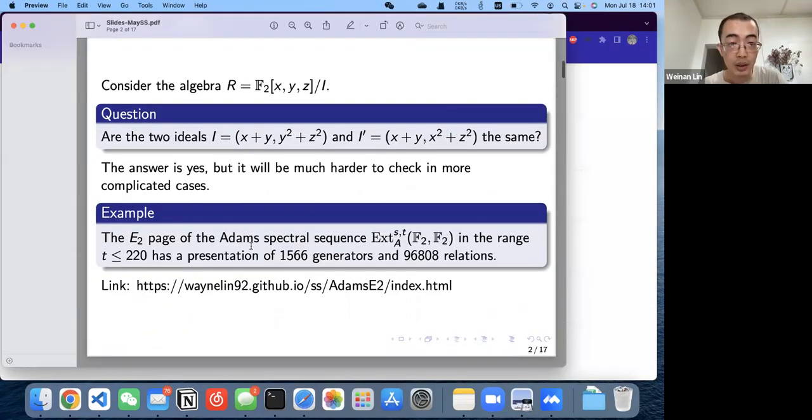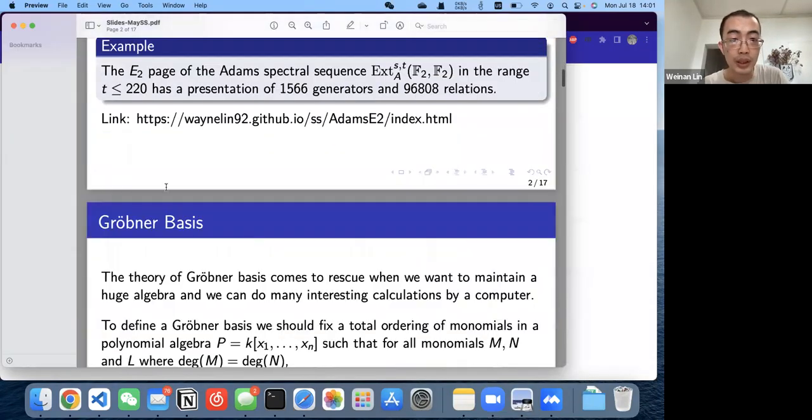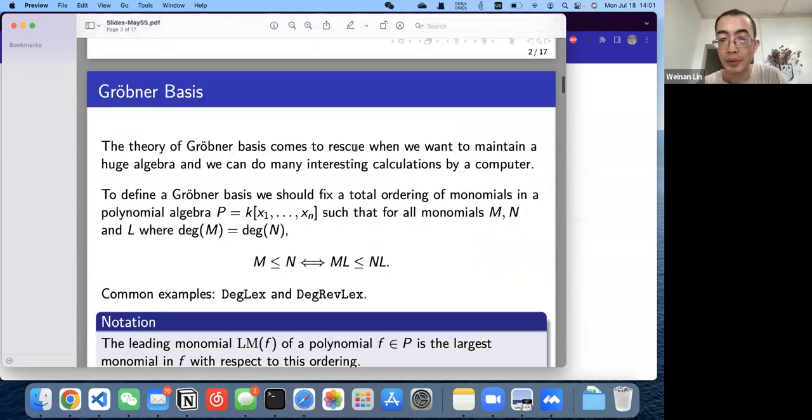And so the theory of Gröbner basis comes to rescue when we want to maintain a huge algebra. And we can do many interesting calculations by a computer. And to define a Gröbner basis, we should fix a total ordering of monomials in a polynomial algebra. You can expect that because on a computer, you always have to make a choice of ordering. For example, if you have a vector space, then you always choose a basis and order them, and then you can do some programming on it.